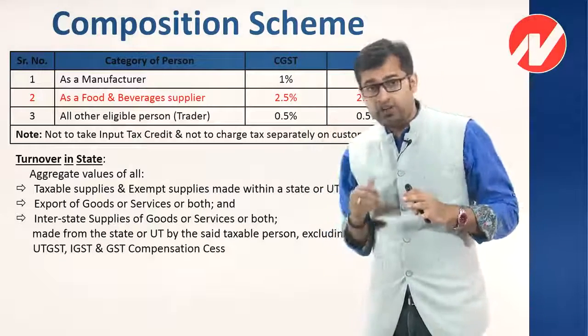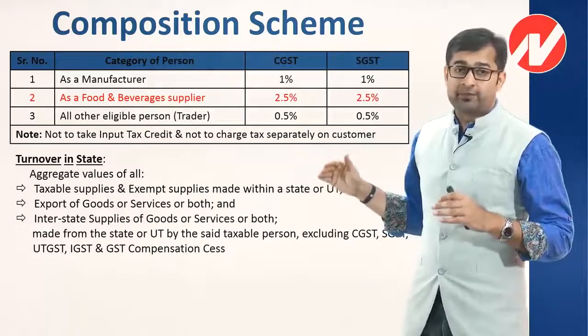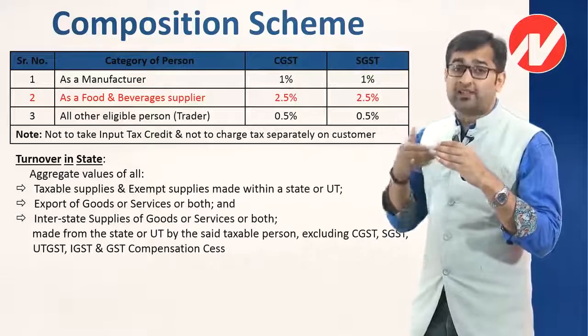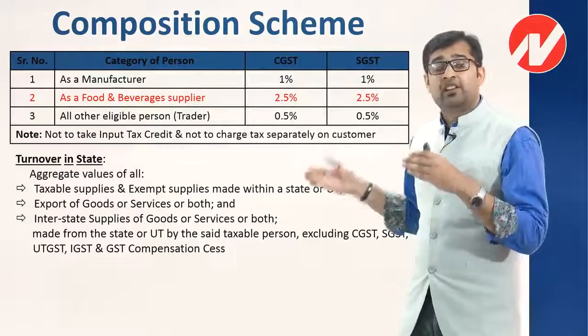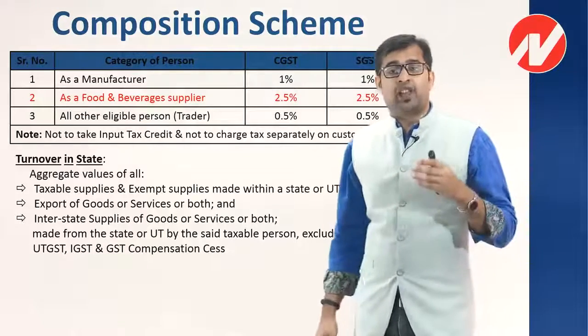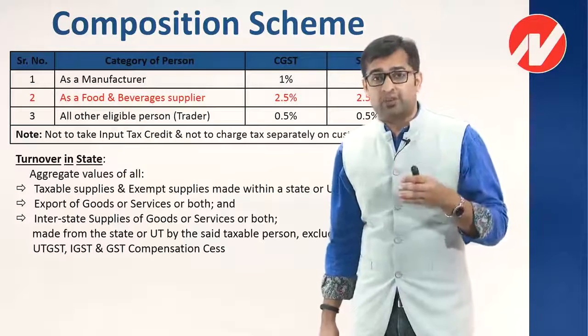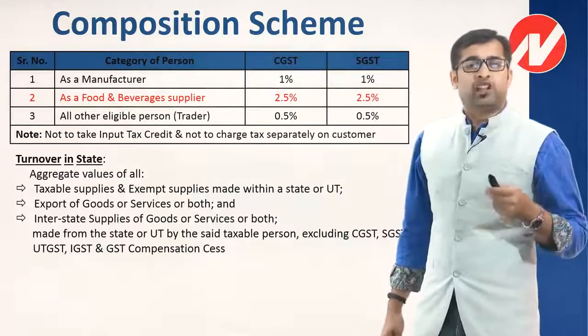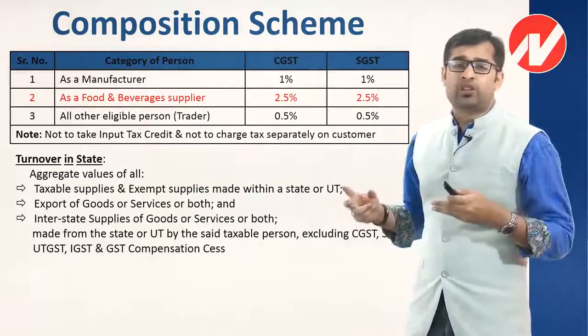Now comes an important issue. When you say turnover of the respective state, it says it covers aggregate value of taxable and exempt supplies made within a state or a union territory. So when I say taxable as well as exempt supplies made within a state or a union territory, that means मुझे दोनों को काउंट करना है.